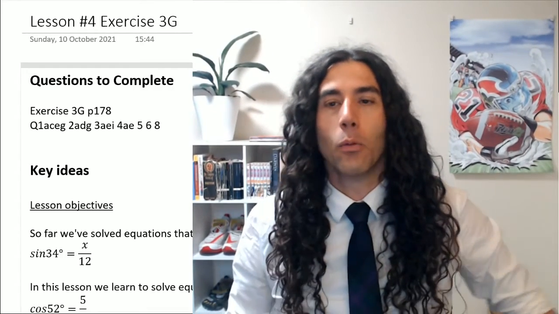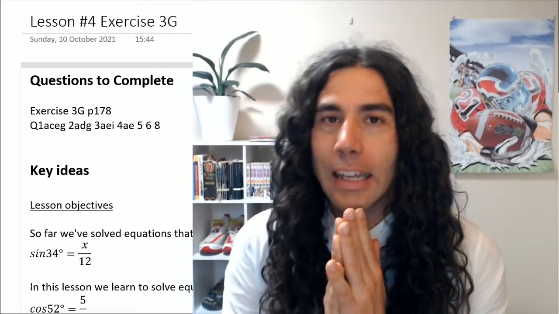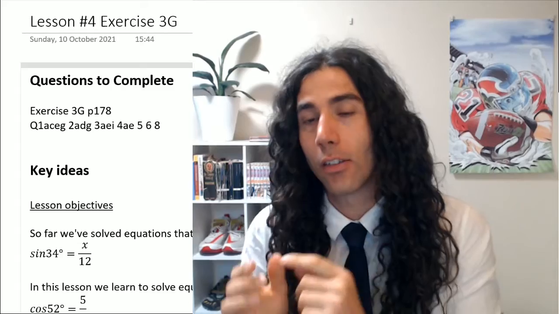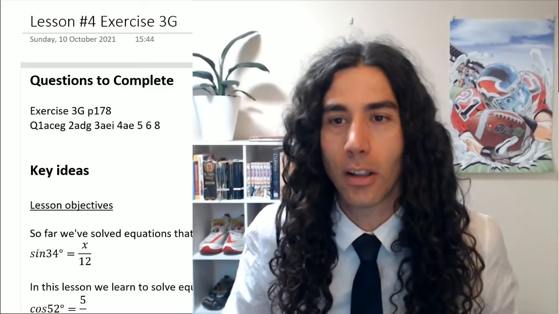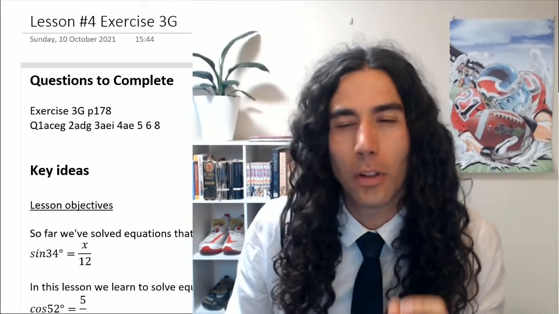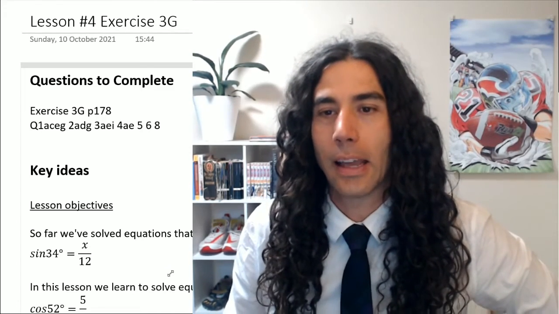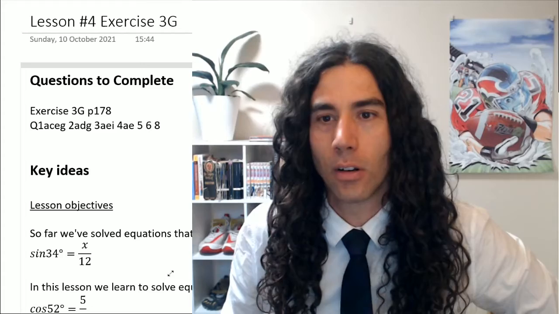This lesson, we're not learning any new trigonometry. It's just a little bit of equations. So it's the same trigonometry as the previous lessons, just with a little twist in the solving because the x, or the unknown, is in a different position. So let's get into it.